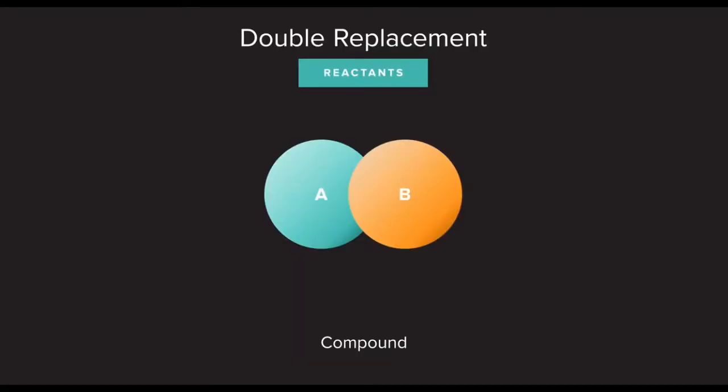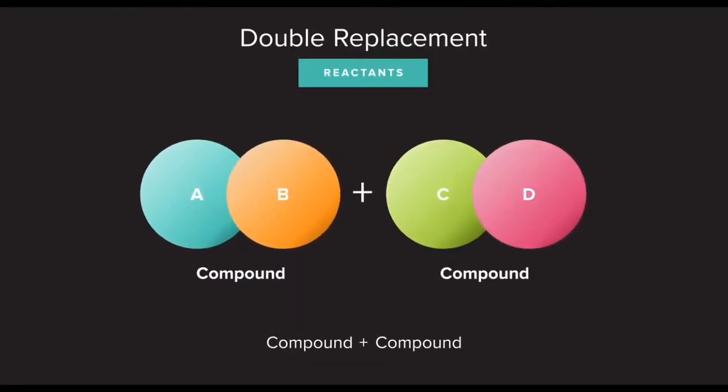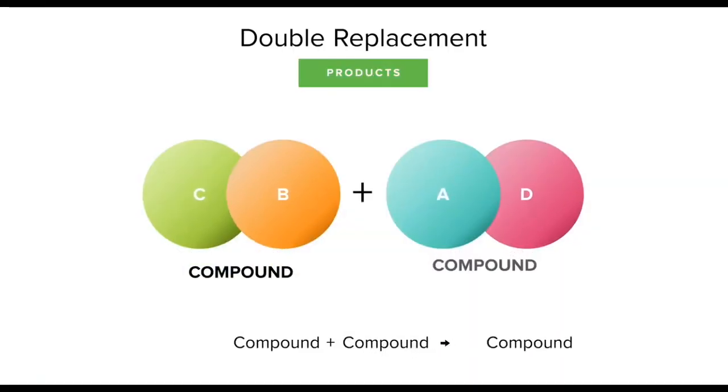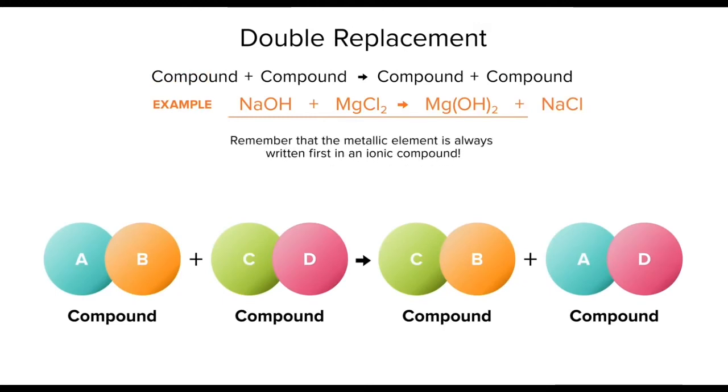Double replacement. Compound AB reacts with compound CD to yield compound CB and compound AD. So write the generic equation down. AB plus CD yields CB plus AD. Our example is sodium hydroxide reacts with magnesium chloride to yield magnesium hydroxide and sodium chloride.